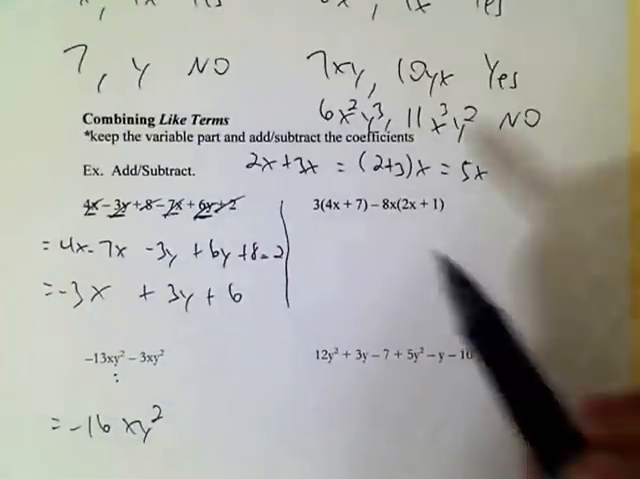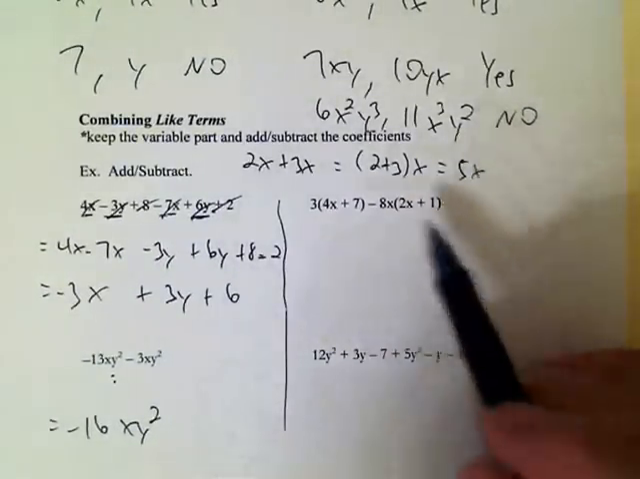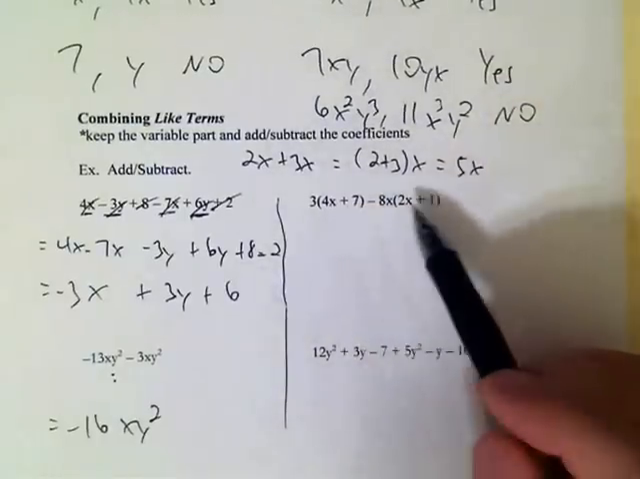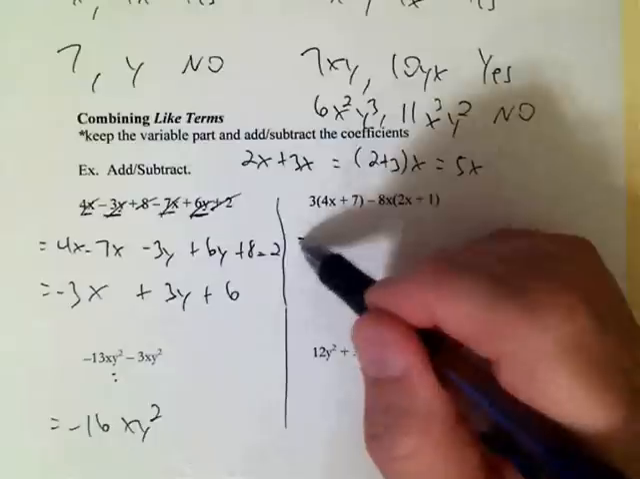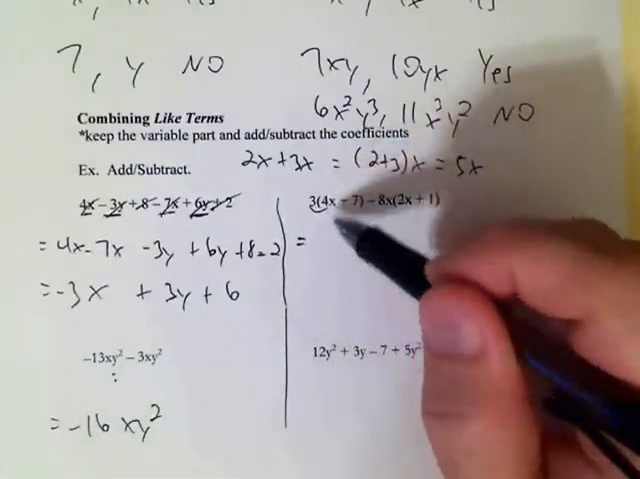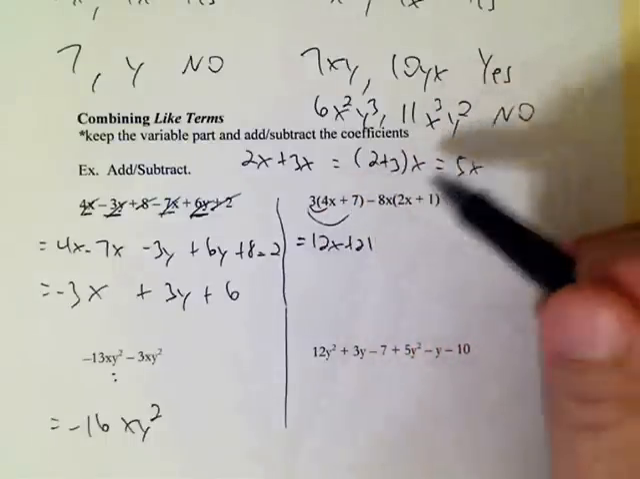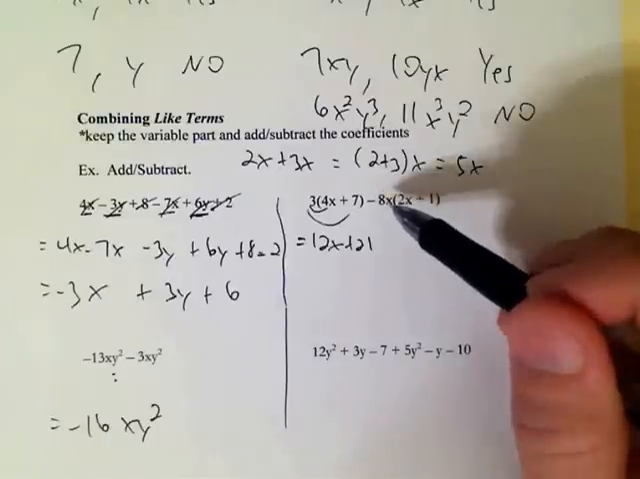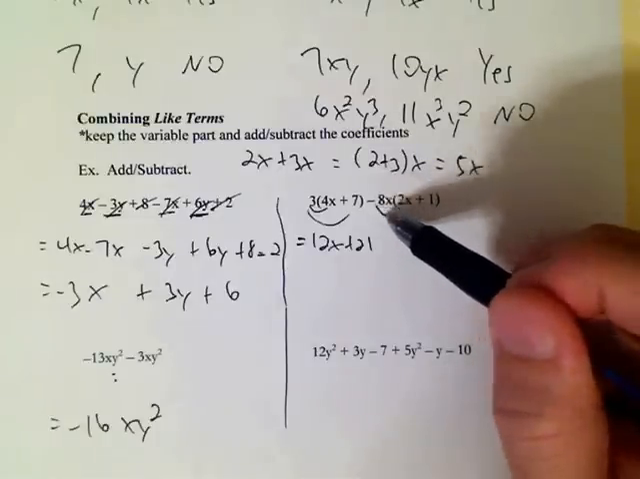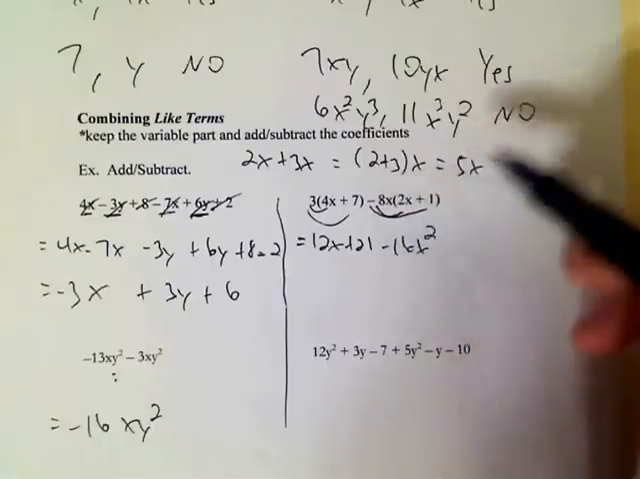Alright, let's do this one now. By the order of operations, you want to do what's inside parentheses, but because they're not like terms, we've got to do multiplication. In this case, the distributive property. So let's distribute the 3. 3 times 4x is 12x. 3 times 7 is a positive 21. Now when I distribute this to the 8x, I don't see it as an 8x, I see it as a negative 8x. So negative 8x times 2x is negative 16x squared. Negative 8x times 1 is negative 8x.